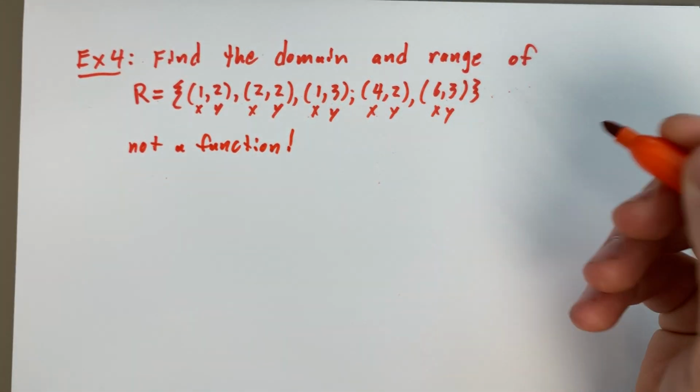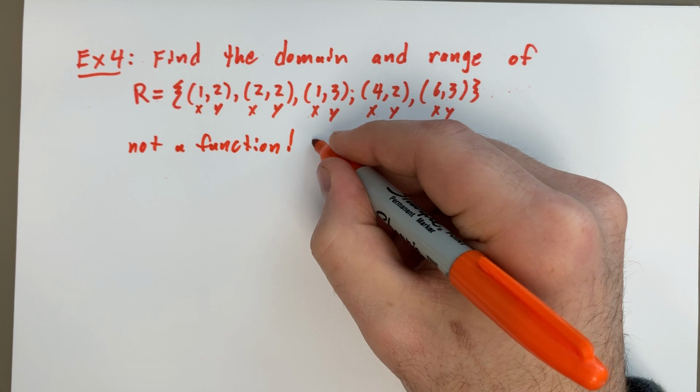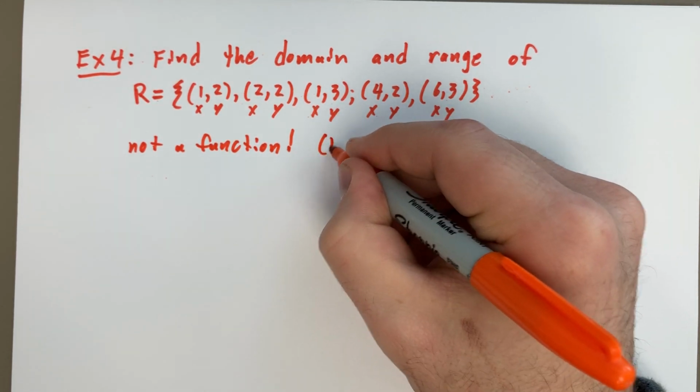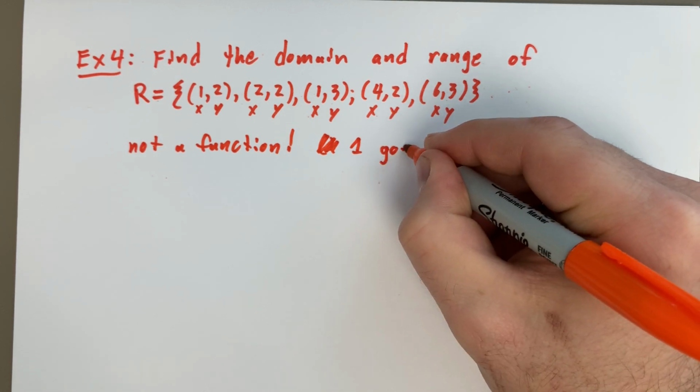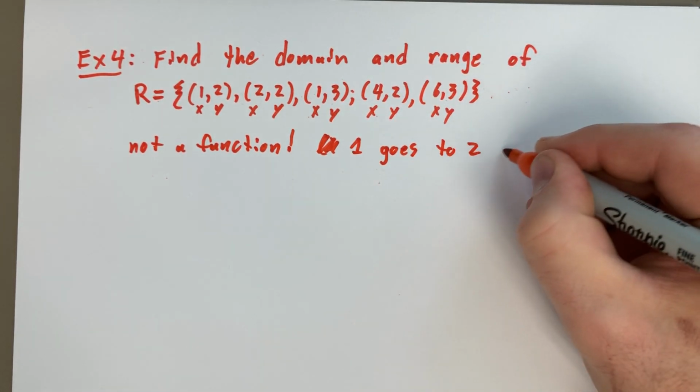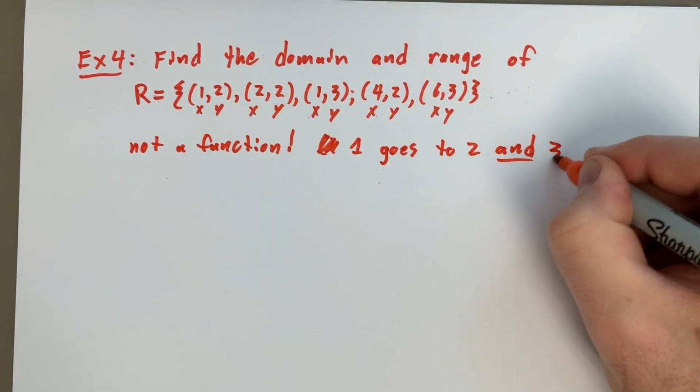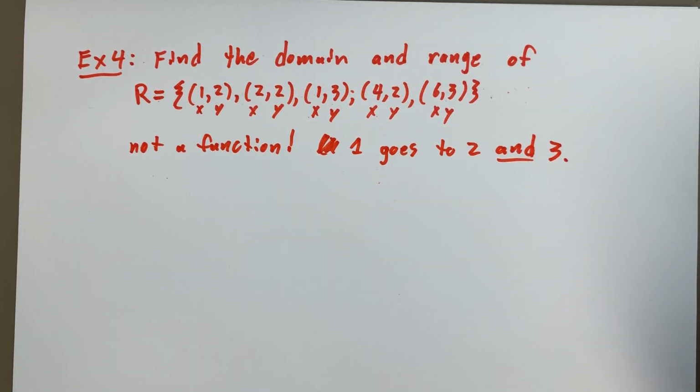And then I would also give a reason why. I'd say, 1 goes to 2 and 3, which is bad. Okay? So which one is it? 1 goes to 2 or does 1 go to 3? We don't know. So it's not a function. It's a relation, not a function.